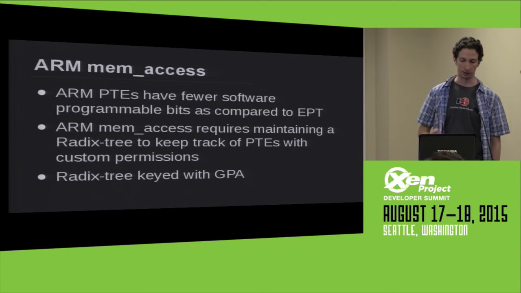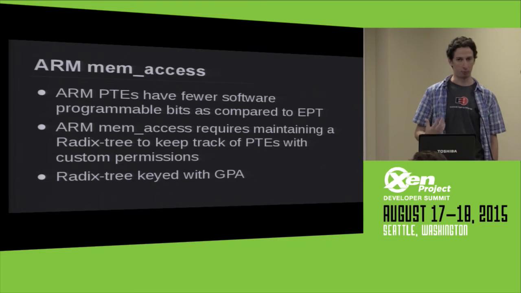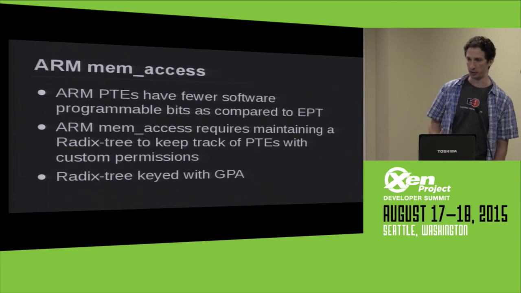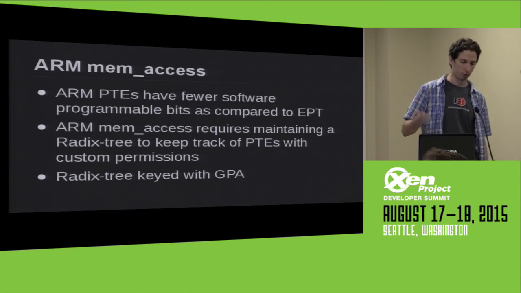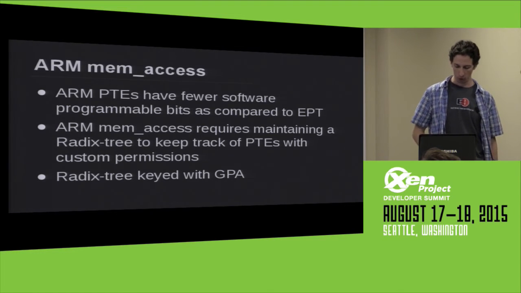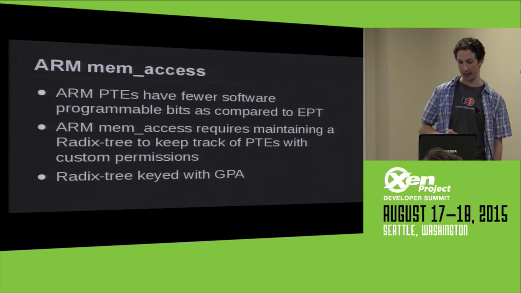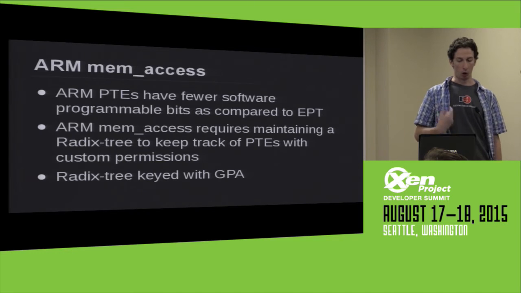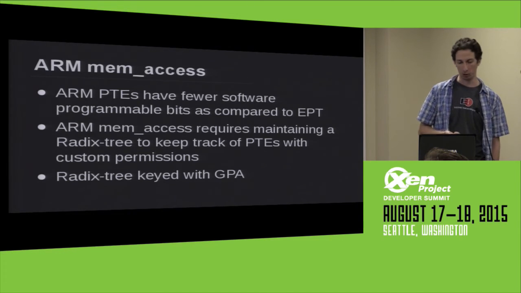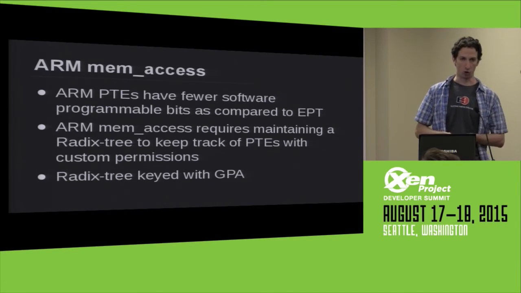To understand what the split TLB is about and what the problems there are, let's look at how the ARM mem access system has been implemented. First of all, the ARM page table entries have fewer software programmable bits available than what we have on EPT. This is critical because on an EPT violation, it tells you right away, within that page table entry, what the mem access permissions were. Those are the custom permissions you set through the mem access Xen API. On ARM, unfortunately, we don't have those bits available, so we have to store our custom permissions.